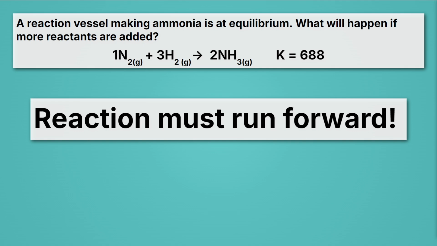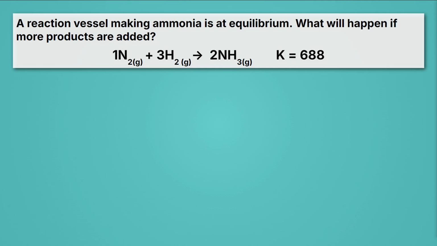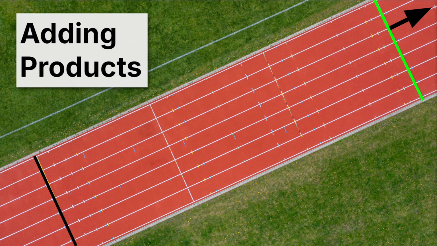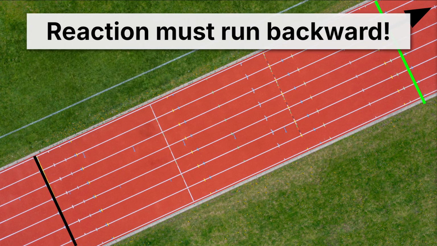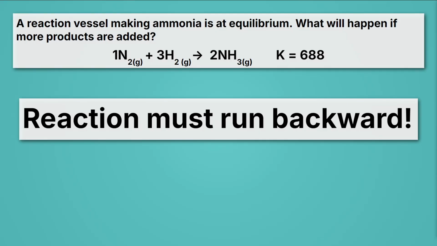Okay, well now let's consider what would happen if more products are added. More products means that we're adding more of the finishing stuff. So adding products is going to increase Q. That means we're going to be past the finish line. And to get back to equilibrium, the reaction must run backwards. So ultimately, if more products are added, the reaction must run backwards and we'll make more N2 and H2 to get back to equilibrium. Let's look at another example.